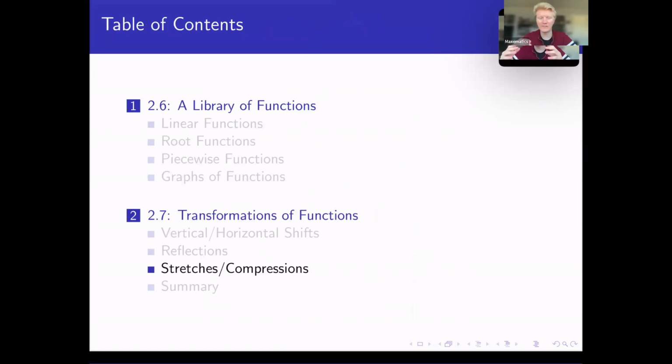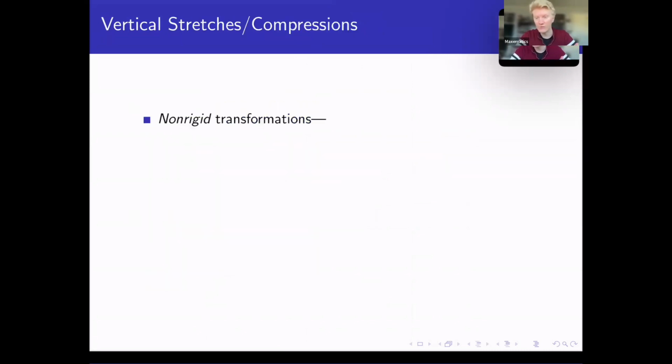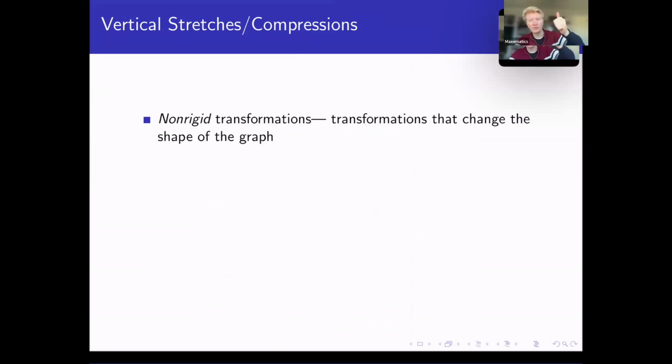Now the weird one, right? The most involved type of transformation is stretches and compressions. We refer to these as non-rigid transformations because they can change the shape of the graph. Vertical shifts, horizontal shifts, reflections are just taking this graph in space and moving it around, but it doesn't change the shape. It just changes where it is. But stretches or compressions will change the composition of your graph.